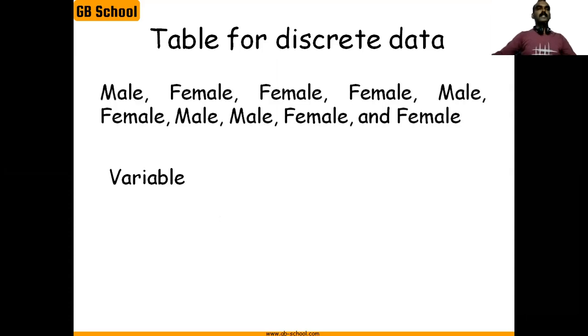Now, the first step is to identify the variable. In gender, we have two important categories: one is male, another one is female. So after identifying the variable, next is count and tally. Tally, all of us know, we studied during our school age.